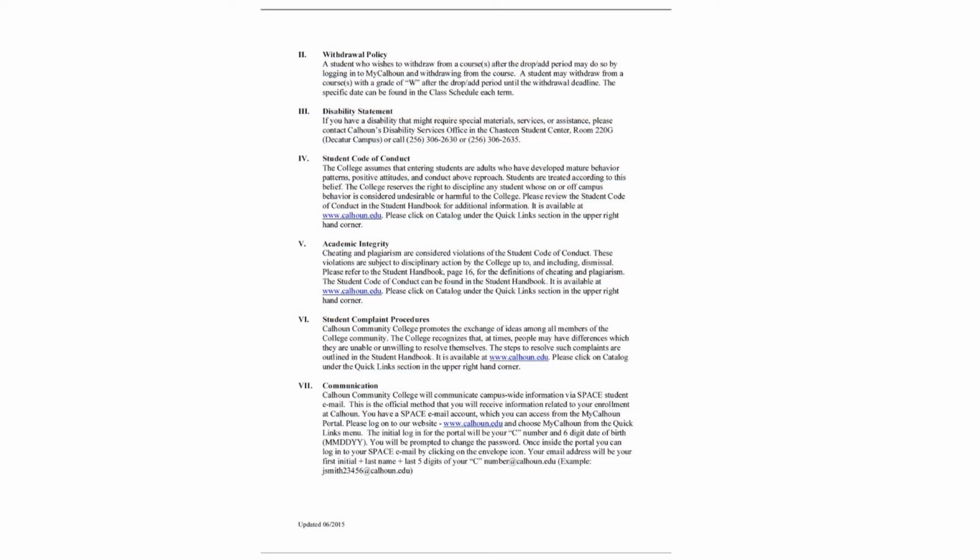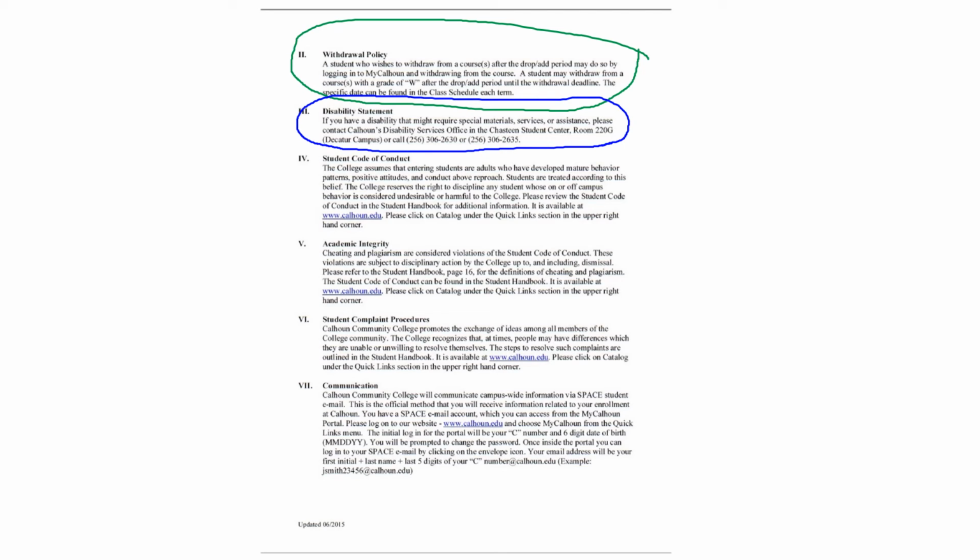Also in the college syllabus are the institutional policies. Withdrawal policy, you might want to check this out. If you select to withdraw from the course, there is a deadline, usually about 2/3 through the semester, where you can withdraw and still receive just a W for that. Check out the disability services. If you have a need for special materials, service, or assistance, contact this office here in the Chastain Student Center.